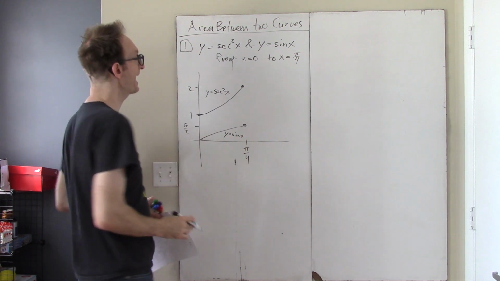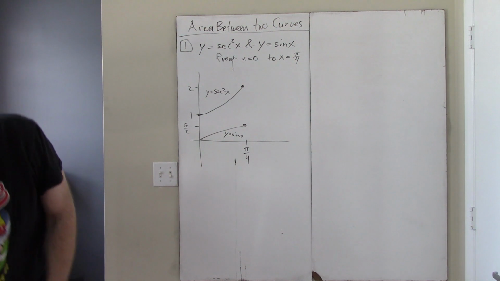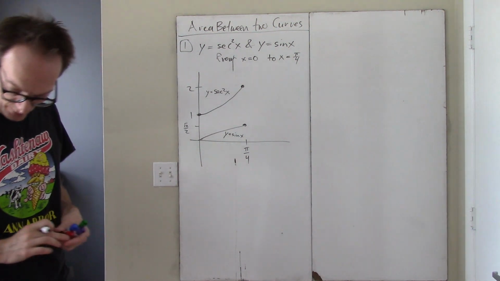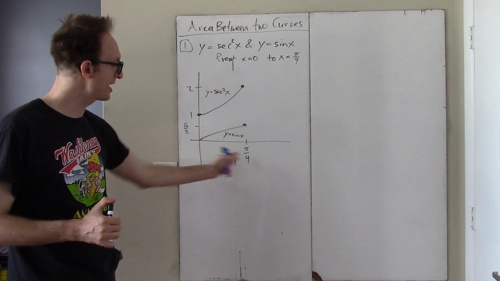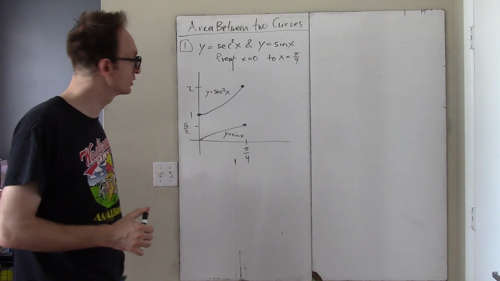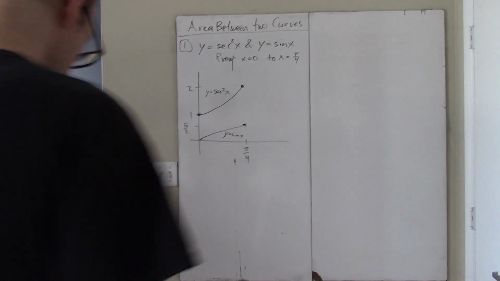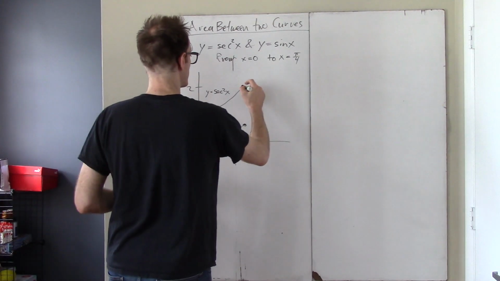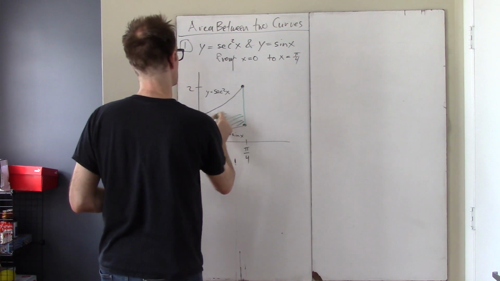Now that we've graphed these two functions, we realize what the actual region is that we are trying to find the area of. It's the region between x equals 0 and x equals pi over 4, enclosed by these two curves. I will now shade this region green. So there it is.